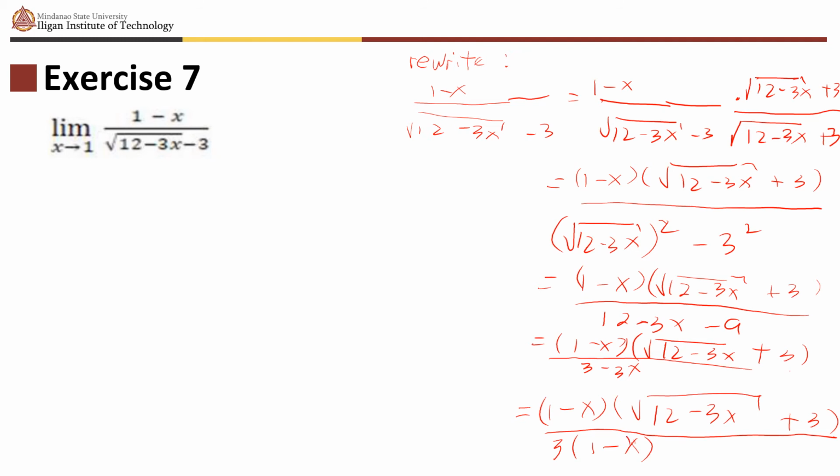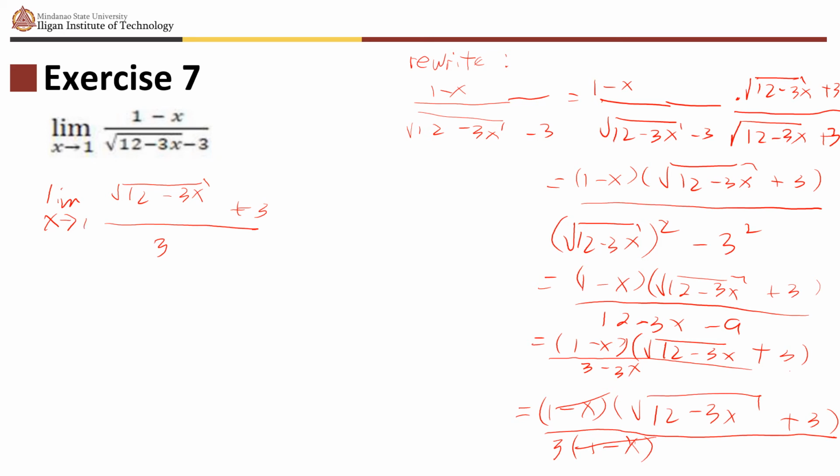Then, again, because x is not equal to 1, it's just approaching 1, you can divide out 1 minus x by 1 minus x. So what is left here is that you can now simply take the limit of the square root of 12 minus 3x plus 3 all over 3 as x approaches 1.